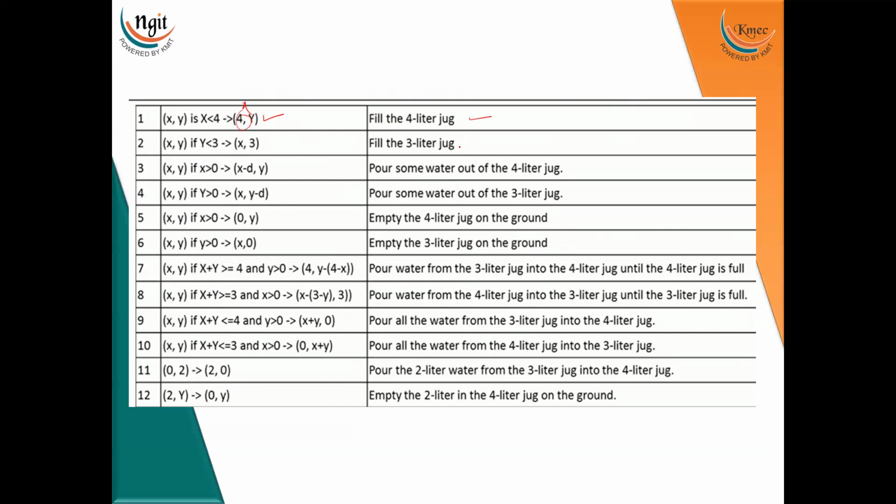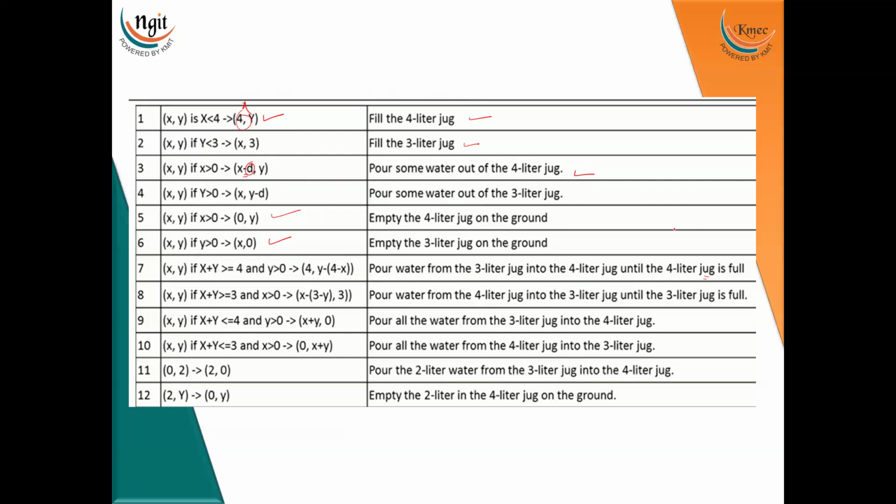Similarly, we can fill the 3 liter jug. We also have other rules, like we can pour some water out of the 4 liter jug, that is X minus D, where D represents some water we can pour out of this 4 liter jug. Similarly, we can also pour some water out of the 3 liter jug. So these are other rules. And we can empty the 4 liter jug and we can also empty the 3 liter jug.